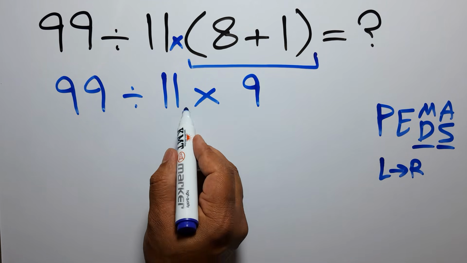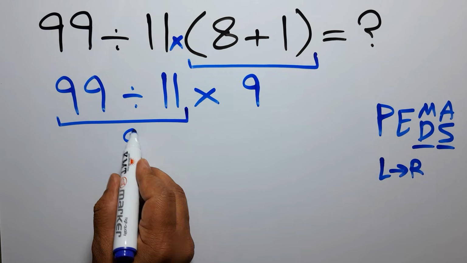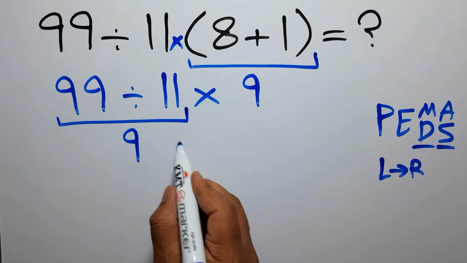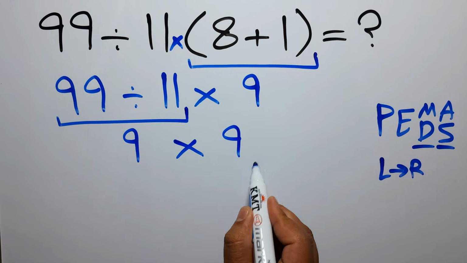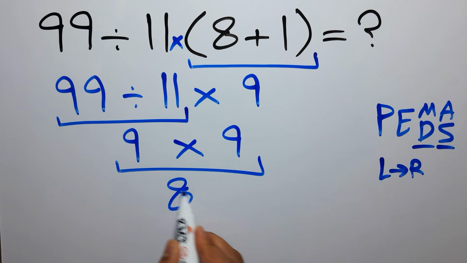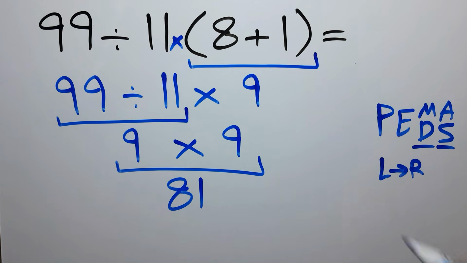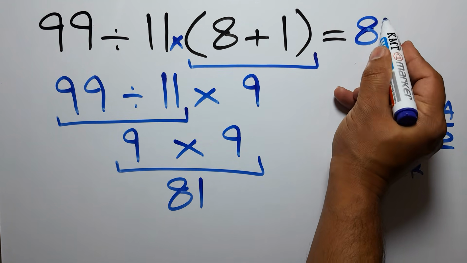99 divided by 11 gives us 9. So we have 9 times 9 which equals 81. And this is our final answer to this problem. The correct answer is 81.